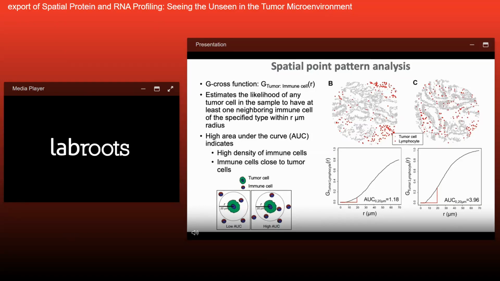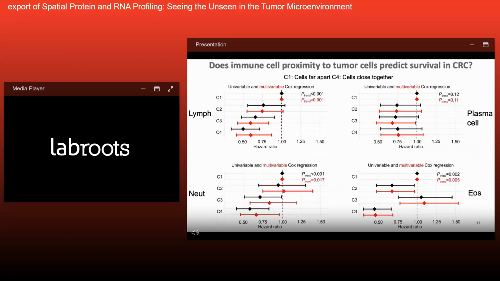You can plot the output of this function as a curve and then look at the area under the curve. And you can see that with a higher area under the curve, you are able to identify tumors with greater colocalization of immune cells with tumor cells, as you can see on the right in panel C, as compared to panel B in the middle of the slide.